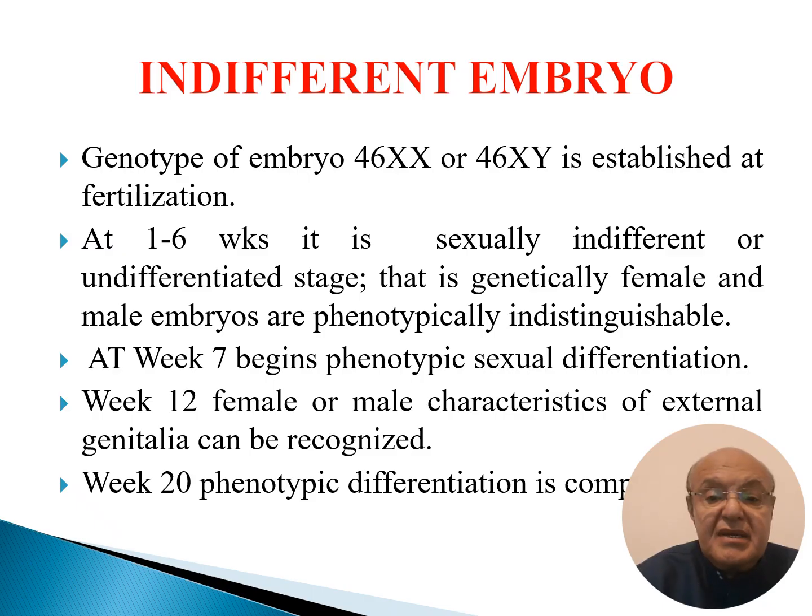So the baby in the uterus from the start is either male or female, but anatomically or phenotypically you cannot differentiate before 6 weeks. From 1 to 6 weeks we cannot differentiate from an anatomical point of view. At week 7 the phenotypic sexual differentiation starts.